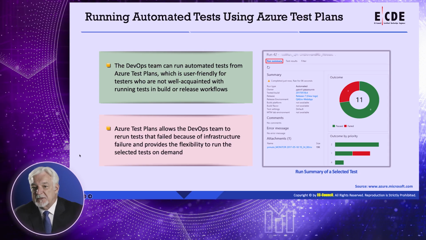So you can create the tests, run the tests. If they fail for whatever reason, you do the repairs, you come back, you run the same test, and you'll get the graphic output that you see on the right as far as the results of your testing. And again, it's really good for the testers who aren't well acquainted with running it in the build and release workflow side of the house.